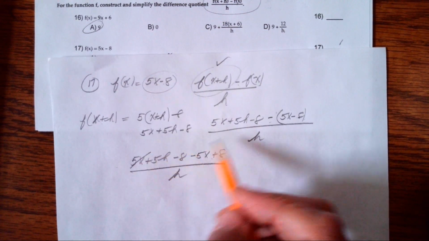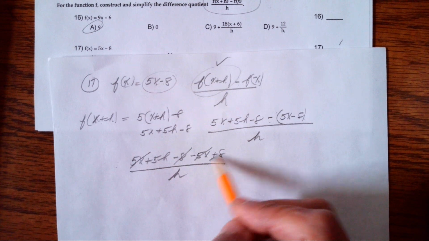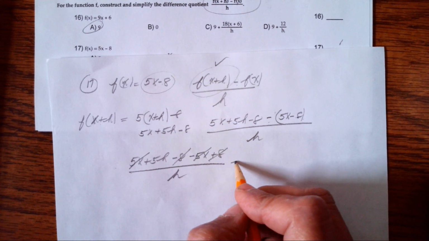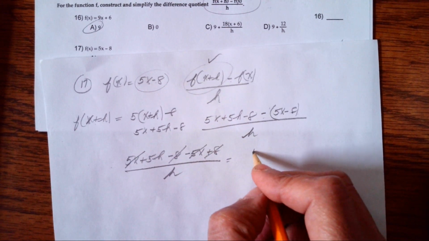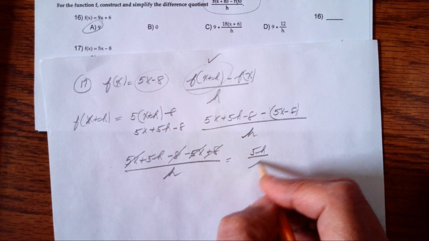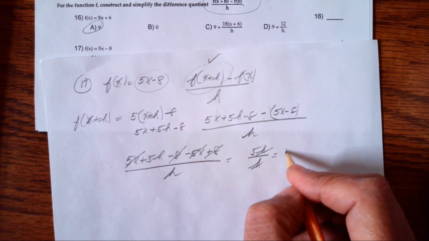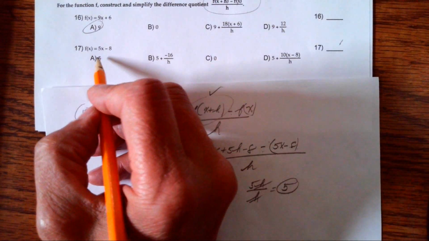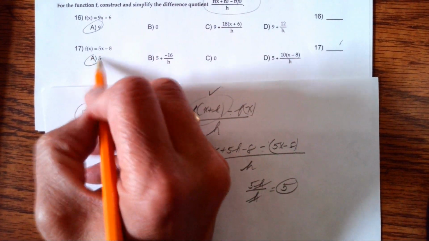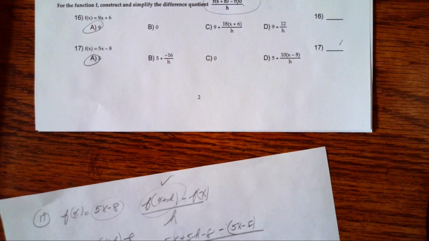And once again, cancellation happens. You know you're right because you're going to get nice cancellation, which is kind of neat. Leaving me a numerator of 5h over h. H's cancel out. A nice whole number of 5. 17, letter A. That's pretty sweet.